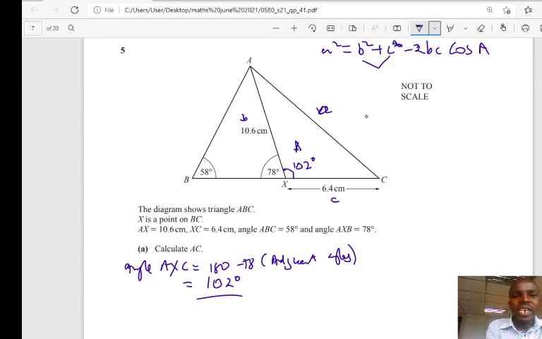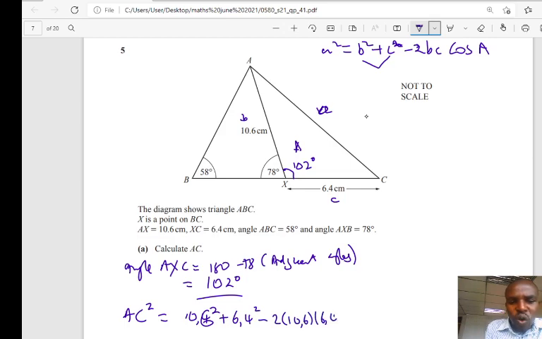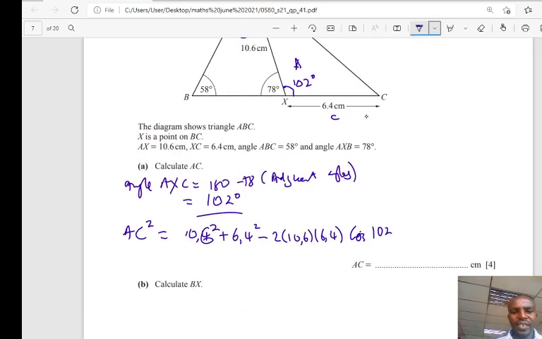Let's substitute. A squared, that's AC, right? So you can say AC squared equals B squared, 10.6 squared, plus 6.4 squared, minus 2 times 10.6 times 6.4 cos 102, like this. Then after that, space management has been poor. You have to manage your space properly.